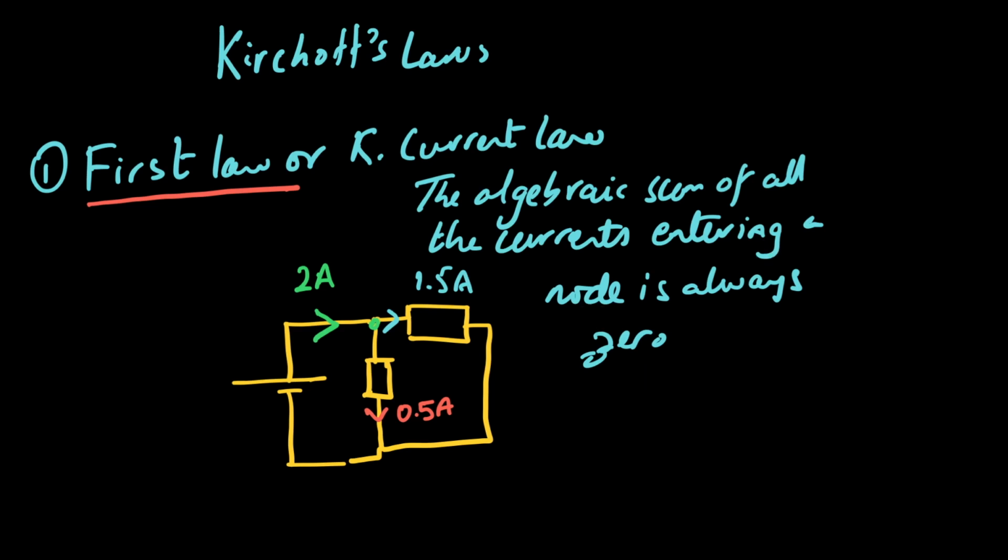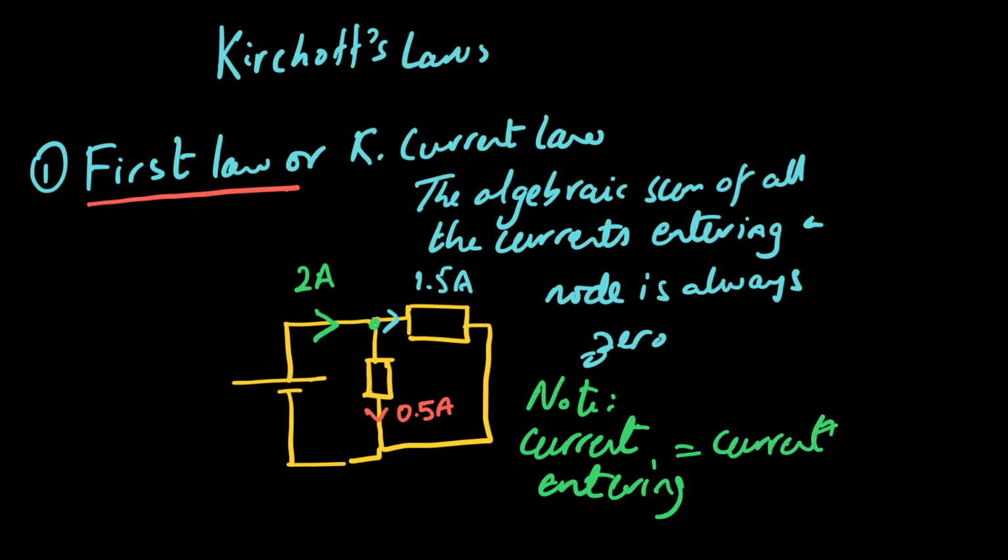In easier words, what they're trying to say over here is that the current entering must be equal to what? The current that is leaving the node. So current entering the node must be equal to current leaving the node. So in this example, 2 ampere entered, 1.5 and 0.5 ampere exited. If you add these two, these are the currents leaving and the current entering, they will always be equal. Remember, when they ask you to define it, this is the definition, that the algebraic sum of all the currents entering a node is 0. The implication of that is this, and this is the example that you have.